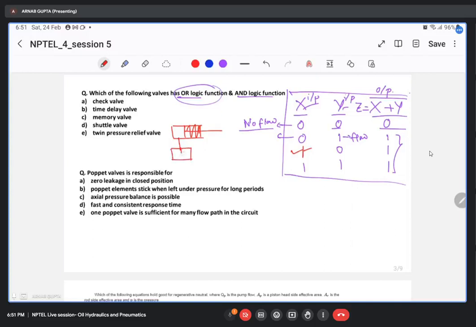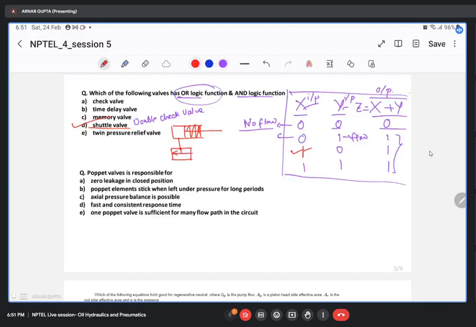shuttle valve here. So okay, we didn't come to the question. The question asks which of the following valves can be used to realize this OR logic function. It's a shuttle valve, also known as double check valve, because it contains two check valves as I had shown.